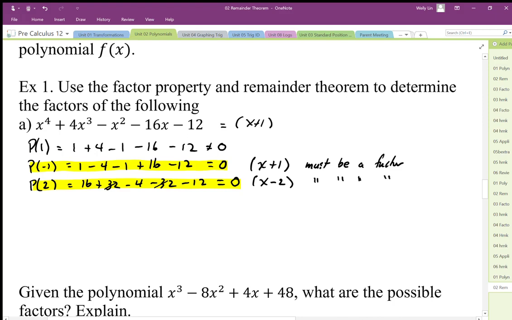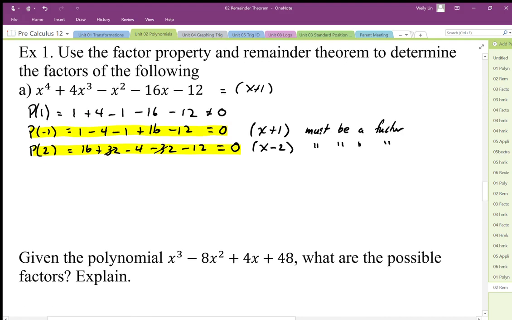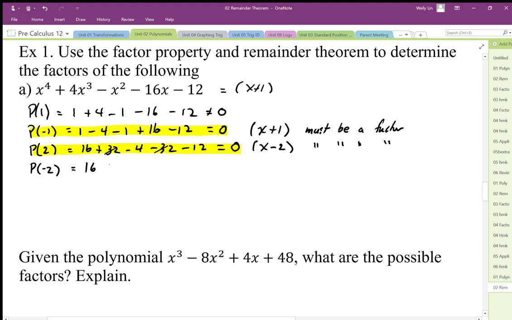However, this is highly inefficient, so we may want to have some other strategy in addition to this, but this at least helps me find some factors. I'm going to maybe try another one. Try my luck here. Negative 2. If I plug negative 2 in here, I get 16. I get minus 32. I get minus 4. This one becomes plus 32. Minus 12.